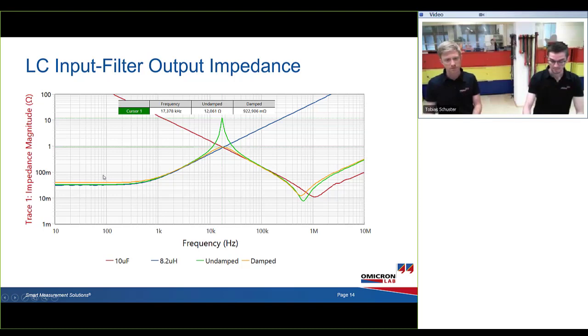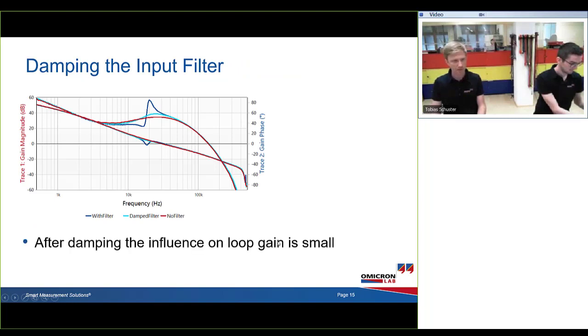The LC input filter output impedance, so the impedance of the input filter, can easily be measured. We're going to do that later on as well. There are several possibilities to damp such a filter. The green curve is the undamped filter that has roughly 12 ohms when it peaks at resonance. When you damp it, you can bring it down to 1 ohm, so you get rid of the peaking. In this plot, again, the damping of the input filter shows it still has some influence on the loop gain, but it doesn't cause the second crossover anymore, and the influence is rather small now.